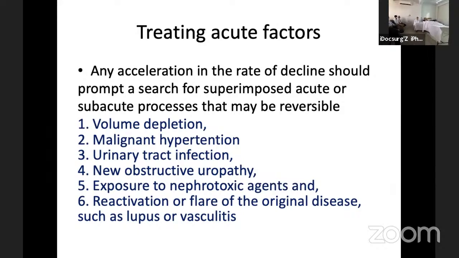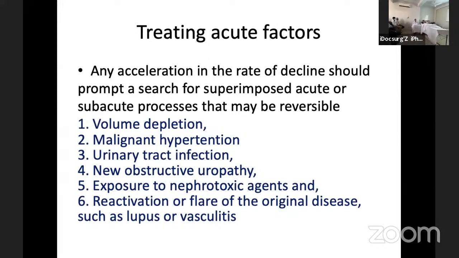So these factors may be volume depletion. For example, a patient who already has chronic kidney disease develops diarrhea and dehydration, so there will be a sudden fall in GFR. Then uncontrolled hypertension, which will lead to rapid progression of disease, urinary tract infection, and obstructive uropathy. These two are important from the urology point of view. So a patient of CKD has now developed a new obstruction or there is a urinary tract infection. Any infection in the body will act on the kidney and lead to progression of disease.